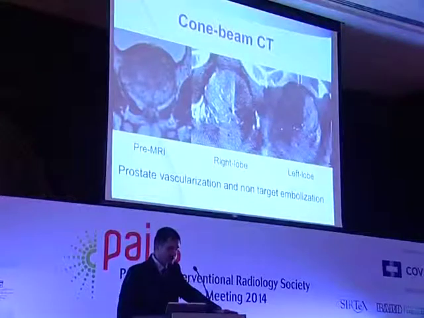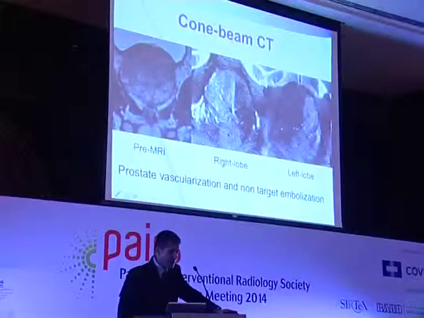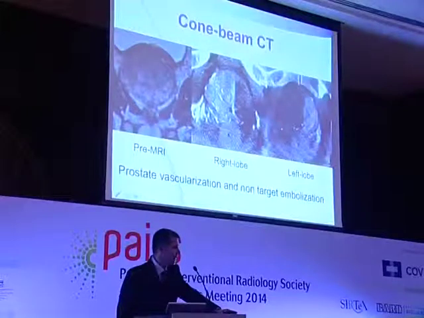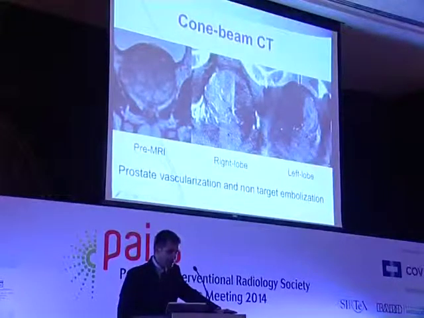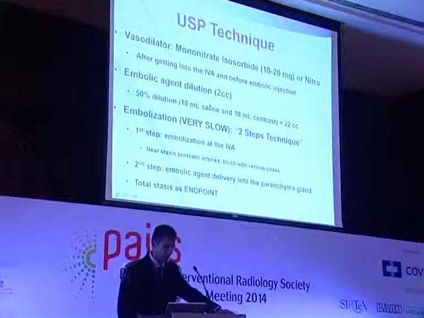And here you can see this prostate. We can see here an asymmetric prostate. This right side is bigger than the left side, and we can confirm that using cone beam CT. Left side is smaller than right side. So cone beam CT is very useful with that.